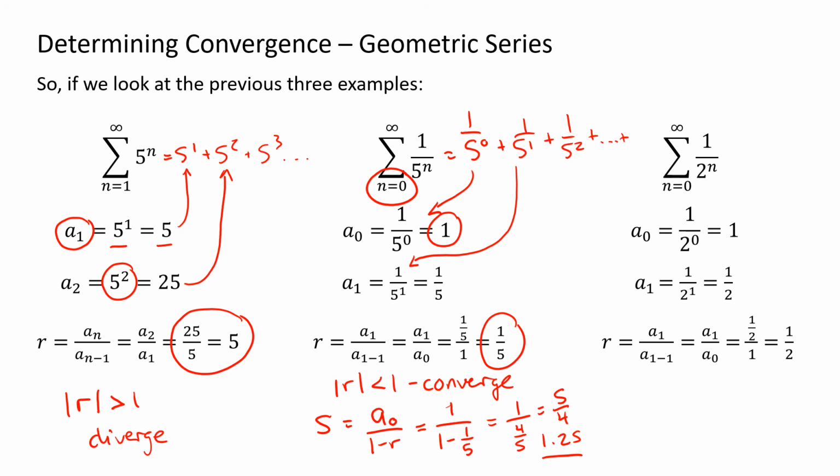Our last example, 1 divided by 2 to the exponent n. Remember, we did all those terms, and we thought maybe it comes to a value of 2, but we didn't know that for sure, okay?